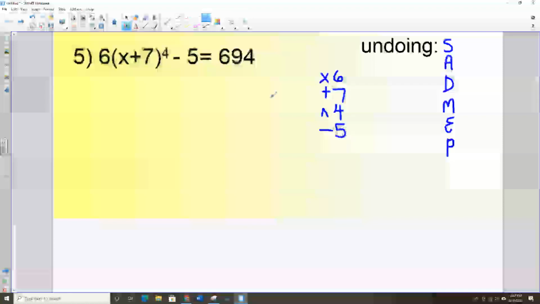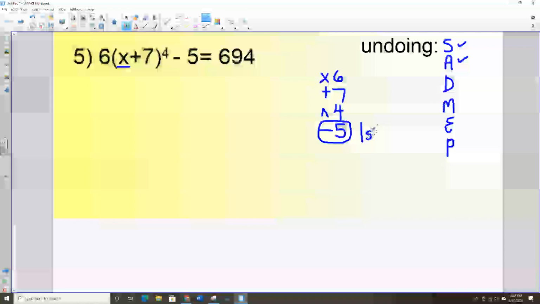So if our goal is to try to figure out what x equals, and there's a lot of what I like to call bodyguards or protections around that x, which one are we going to undo first based on SADMEP? Are we going to undo times 6, plus 7, the fourth power, or minus 5? The correct answer is that we're going to take care of subtraction and addition first. And so that is the minus 5. So that's what we're going to take care of first.